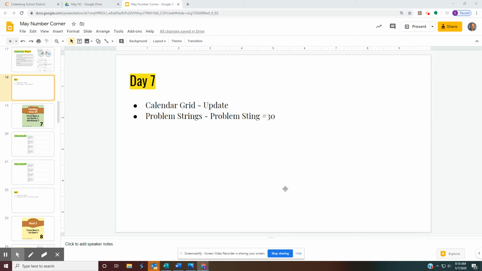All right, day 7 of your number corner. Today we're going to go over the calendar grid and update where Mumford Mole's second feeding area is. And we're going to do another problem string.